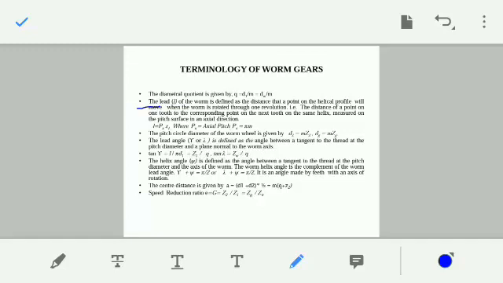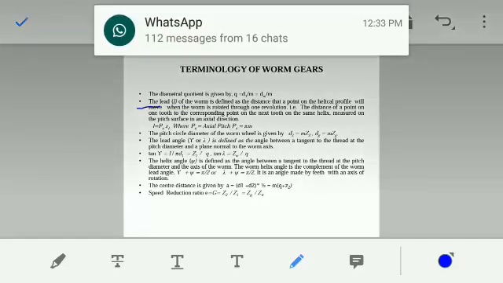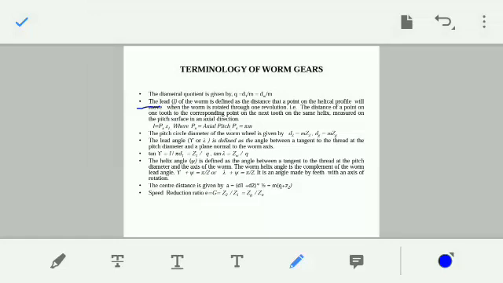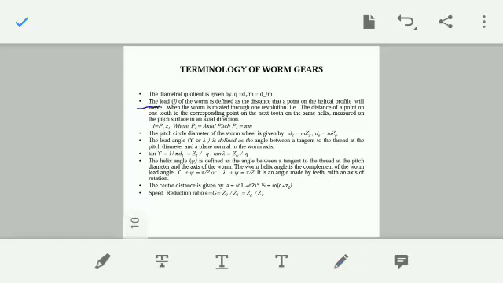It is not like axial pitch. Axial pitch means from one point on a thread to the next point on the plane. But lead is for a point on the helical profile: the distance of a point on one tooth to the corresponding point on the next tooth on the same helix. It is on the same helix, not on the next tooth. So I will explain this concept visually. For explaining this concept, we have to go back to our previous slide.